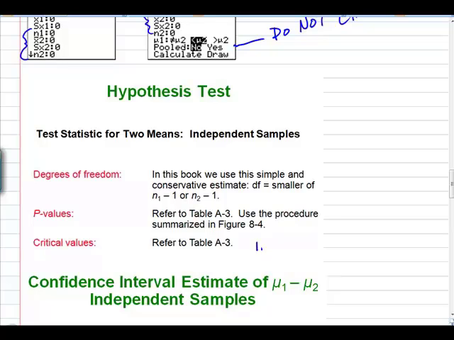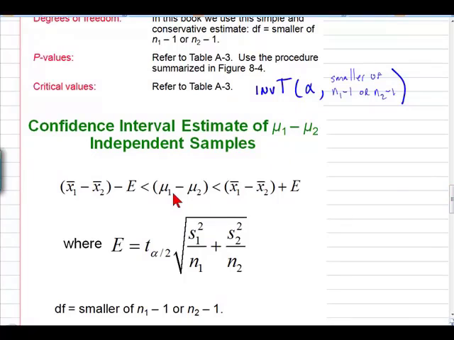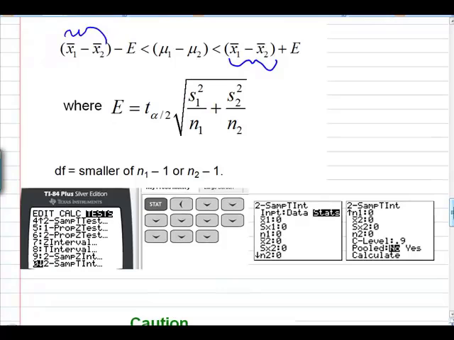So when we're doing the inverse t, we'll put our alpha level here, and then this number right here will be the smaller of n sub 1 minus 1 or n sub 2 minus 1, because it's possible your samples will have different numbers. For confidence intervals, we take our point estimate minus the error. This is our point estimate, and this is our point estimate plus the error for the upper bound. Here's the formula for how we calculate the error. We're not going to have to do this by hand. We will do confidence intervals, but we'll do them on the calculator.